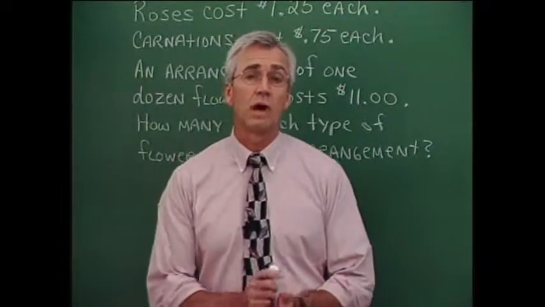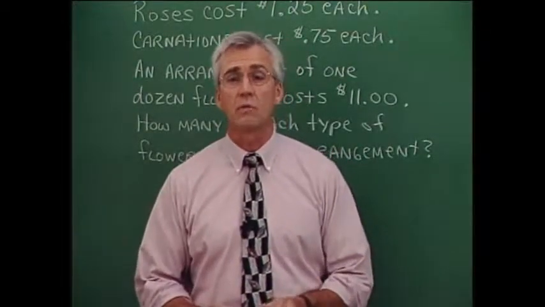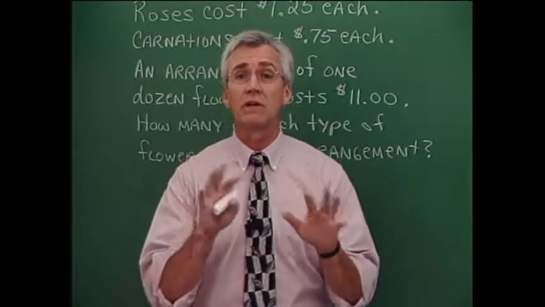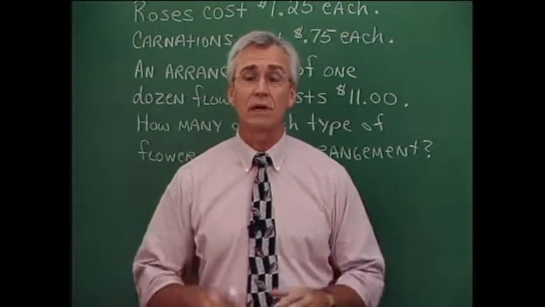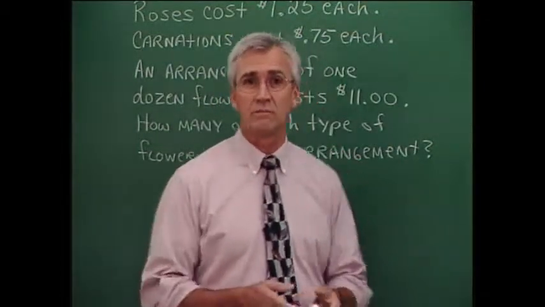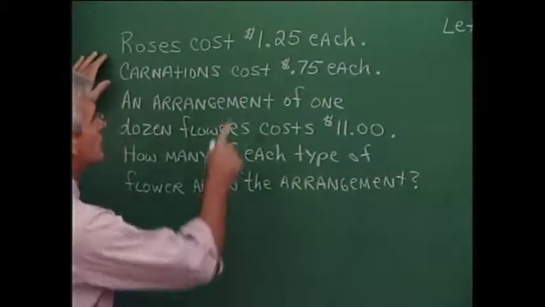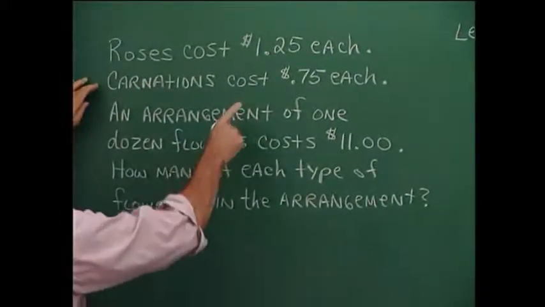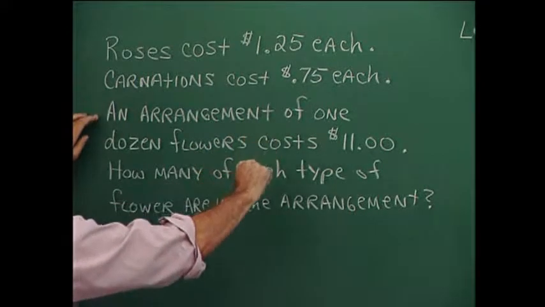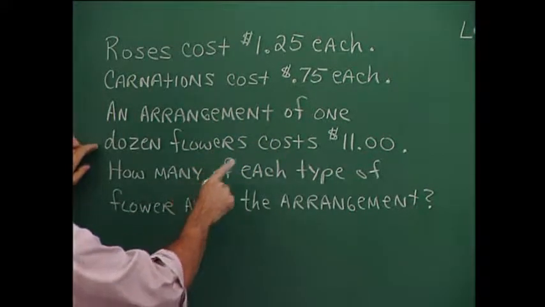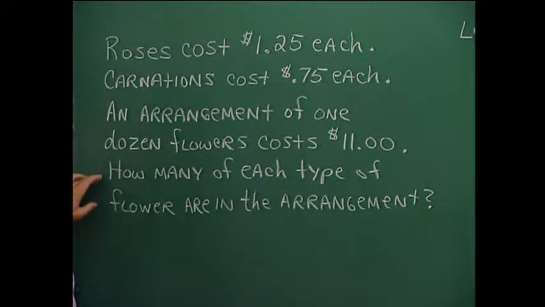Another family of word problems is called mixture problems, and we can be mixing any number of different kinds of things in order to have a mixture problem. Here we're mixing some flowers. It says roses cost $1.25 each, carnations cost 75 cents each. An arrangement of 1 dozen flowers cost $11. How many of each type of flower are in the arrangement?